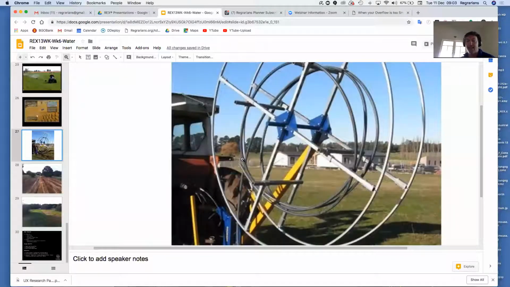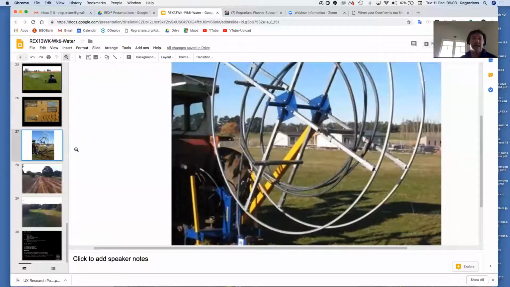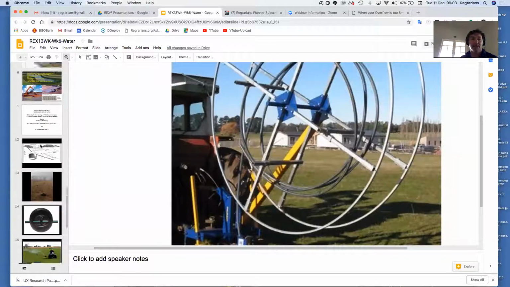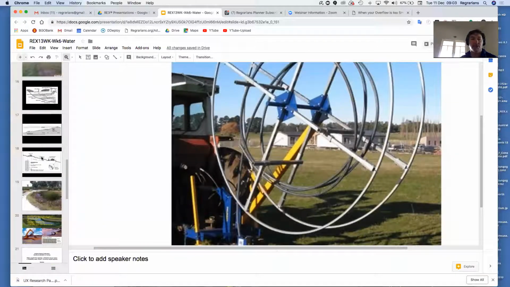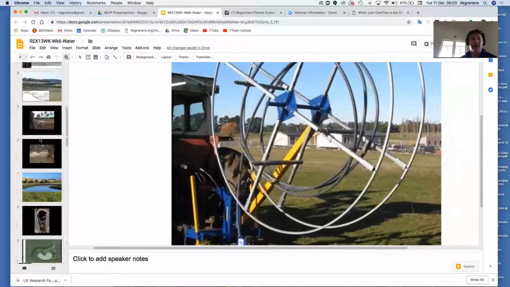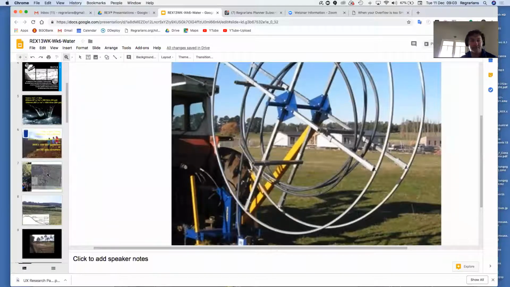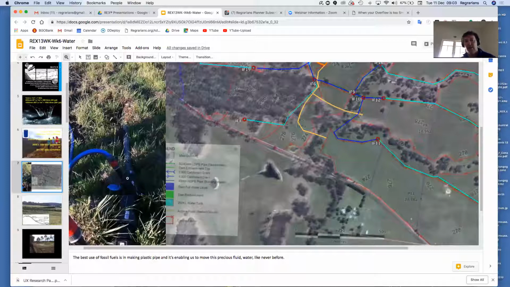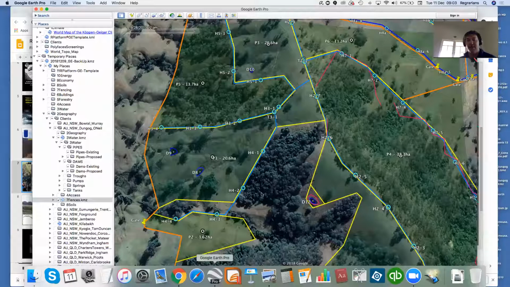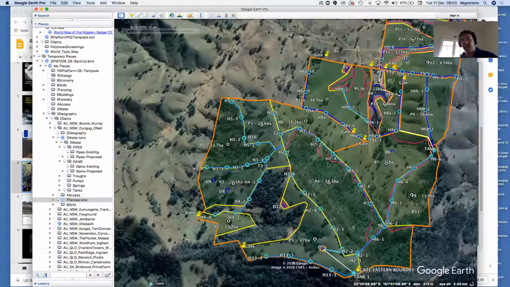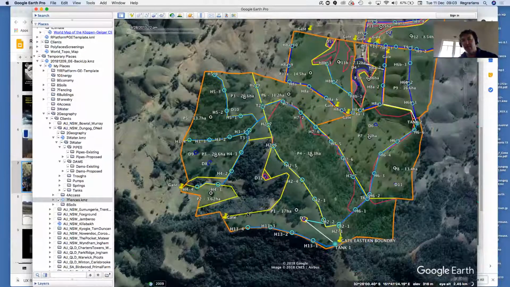Using pipe layers to bury pipe and all sorts of things like that. Using different stock water irrigation systems. I did have something on that here, where we're using hydrant-based systems to reticulate water around a property. I have an example plan of that here, where this property's in central New South Wales, about 800 acres, where I've designed a system of water reticulation which fits in with the fencing.